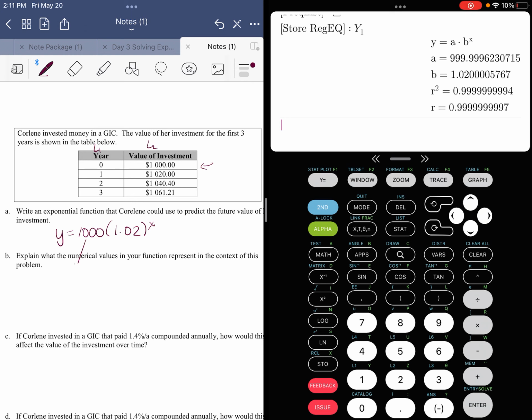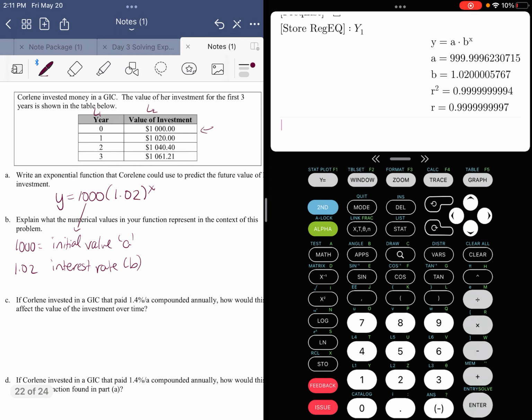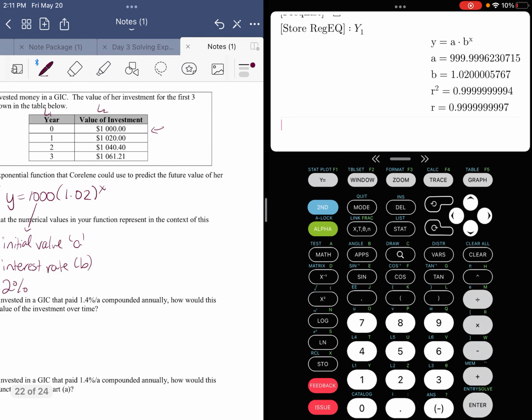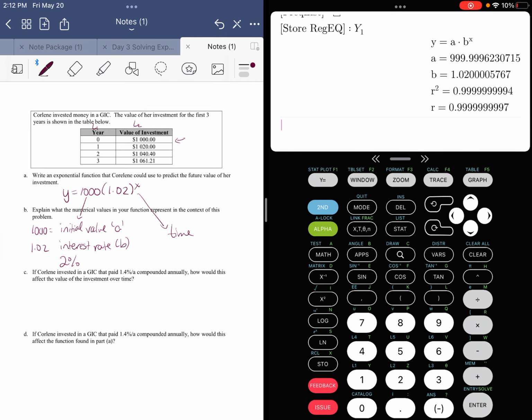Explain what the numerical values mean. Well, 1,000 is the initial value of the investment. Okay, that's your A value. And 1.02 is the interest rate, your B value. But it's not 102% interest, it's a 2% increase. Okay, we're getting 2%. And then our X coordinate here represents time, or the number of years.